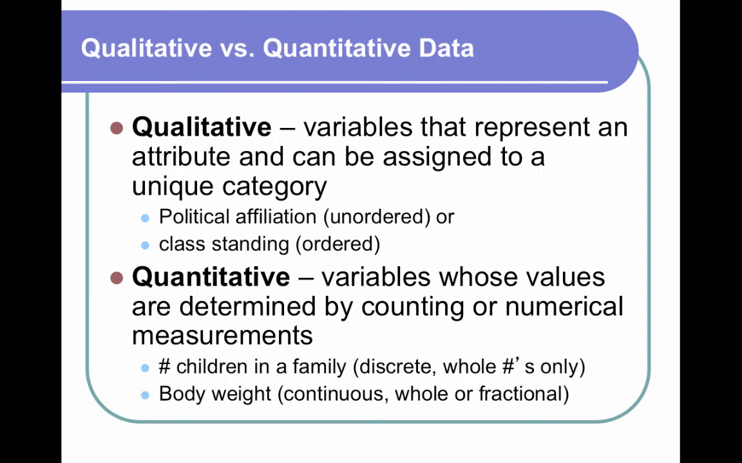Okay, just a few more points here. Qualitative data is data that represents an attribute that can be assigned to a category. This is what we've been talking about with nominal data. Okay, it's qualitative, it's unordered, and you have to assign it to a category, basically. Quantitative data are variables whose values are determined by counting or numerical measurements, and those numbers already have meaning before you assign them meaning. So number of children in a family, body weight, etc.